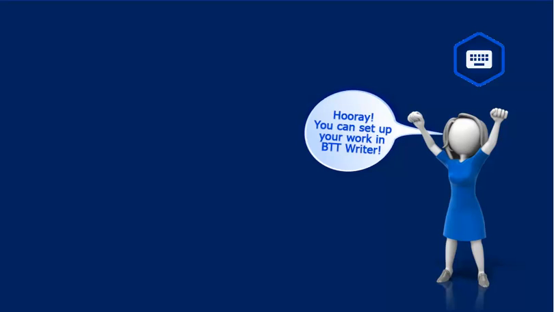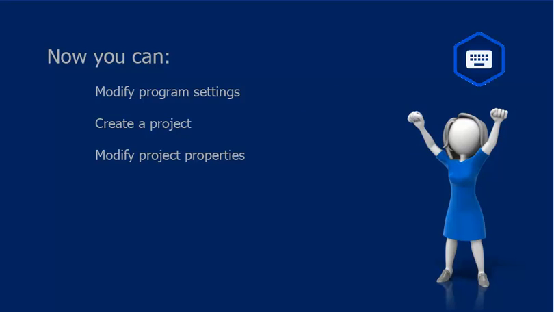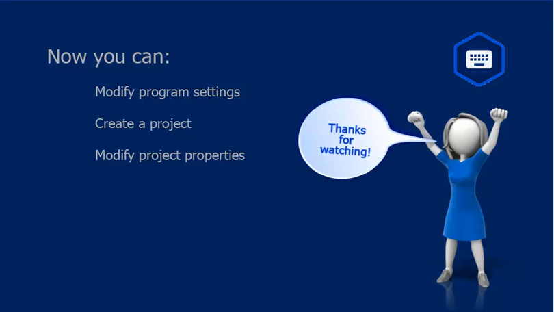Well, that was a lot to learn, but now you know how to set up your work in BTT Writer. You can change program settings such as Gateway Language Mode and Blind Edit Mode. You can create a new project by specifying the target language and the project category, and then selecting a source text. And finally, you can change project properties such as the source text and target language.